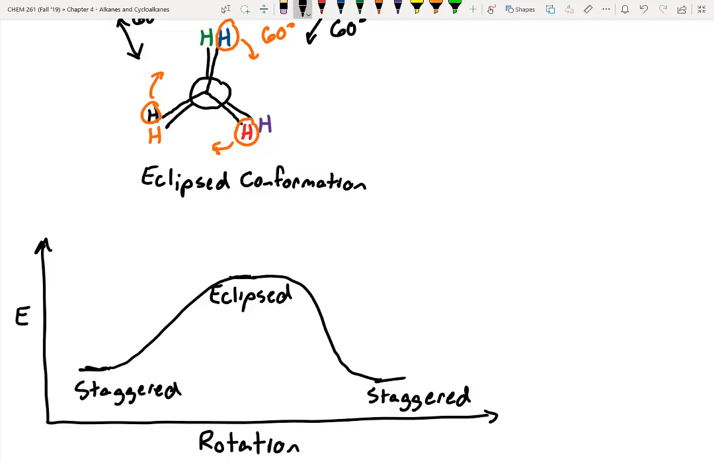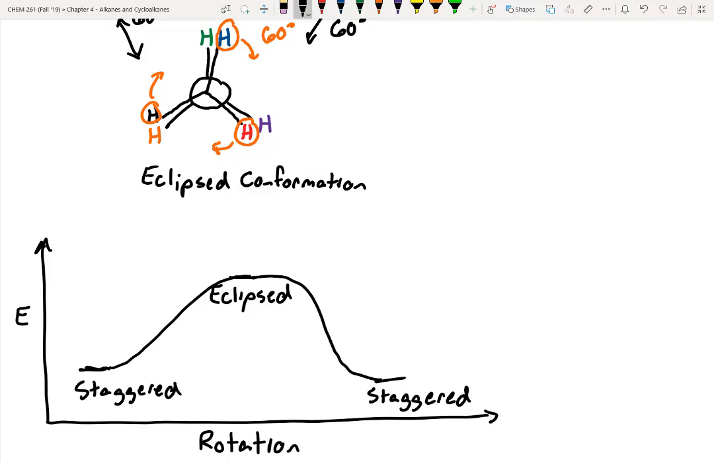Again, getting back to that idea of the three-pronged turnstile when you go into a subway, right? If you lift that up to its highest energetic point, that would be the eclipsed energy, and then it would quickly release back down into its neutral position, which would be staggered. Does that make more sense?